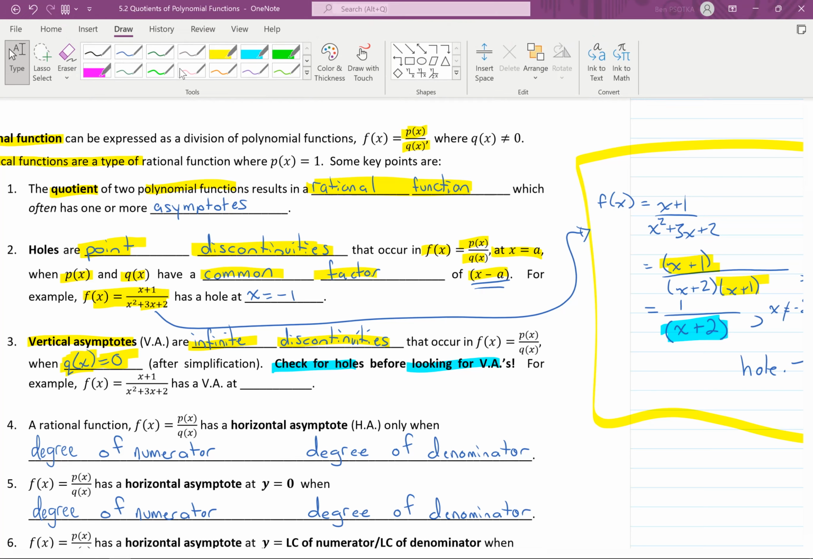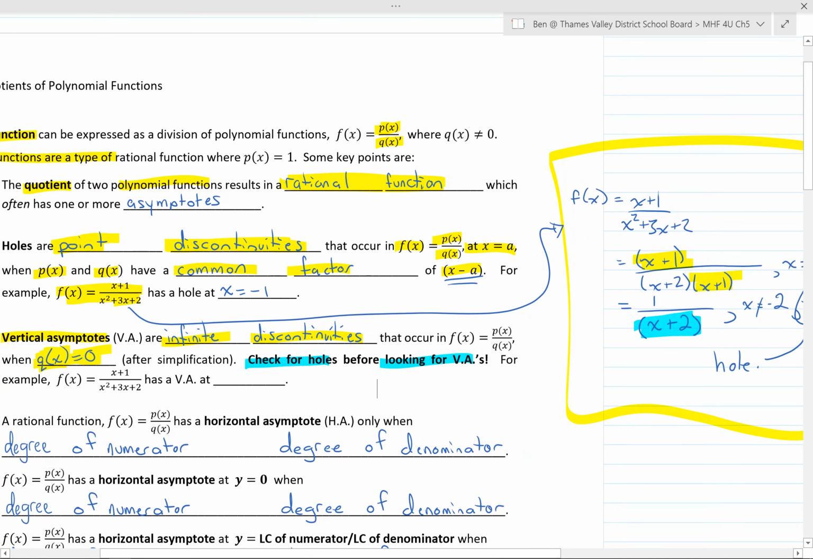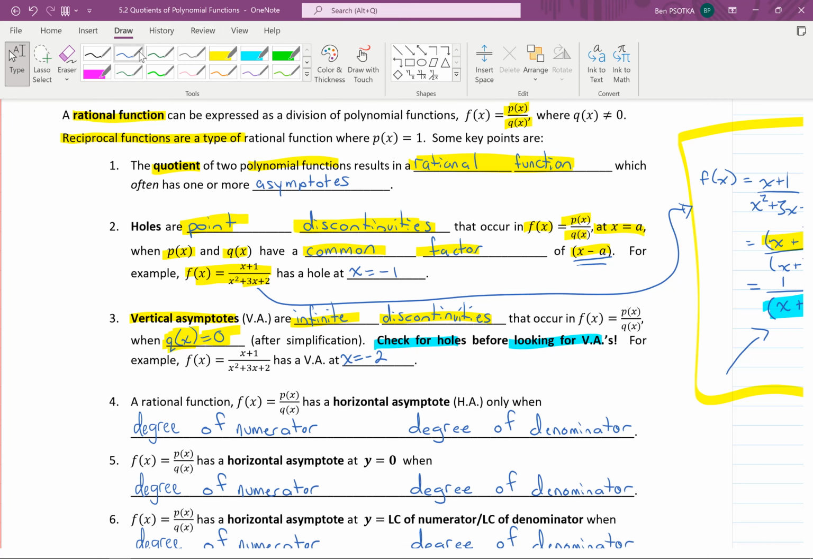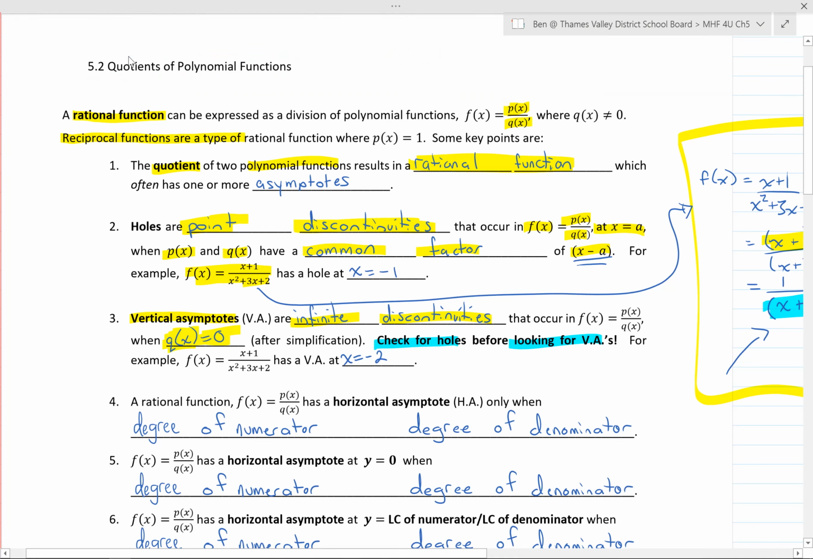Now, for example, that same function that we just simplified, like I said, it would have a vertical asymptote in blue here at x equals -2. All right, I know this might feel like a big info dump. You can return back to this video and use it as you work through the examples as we continue below.